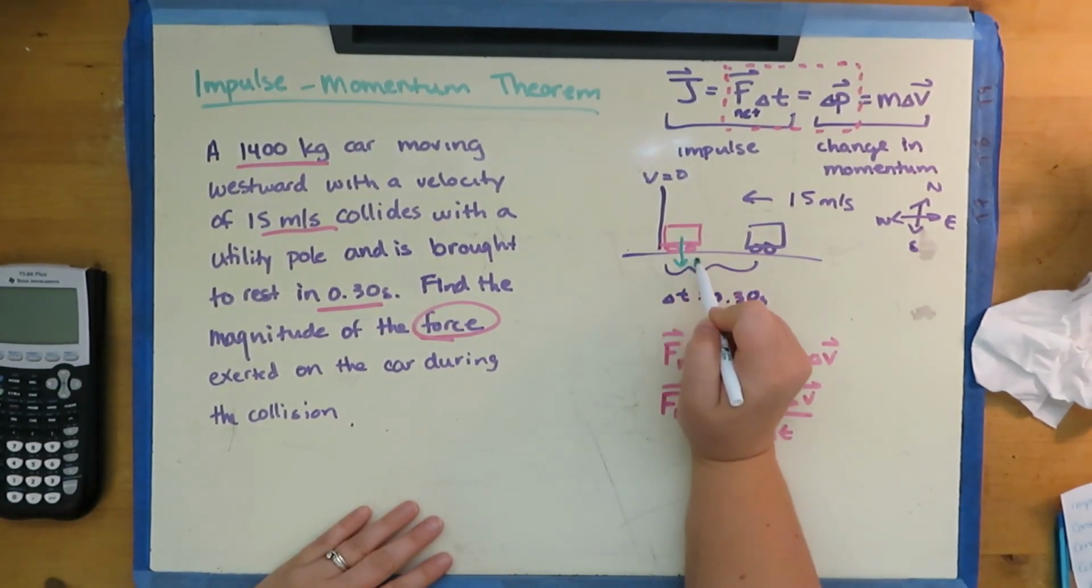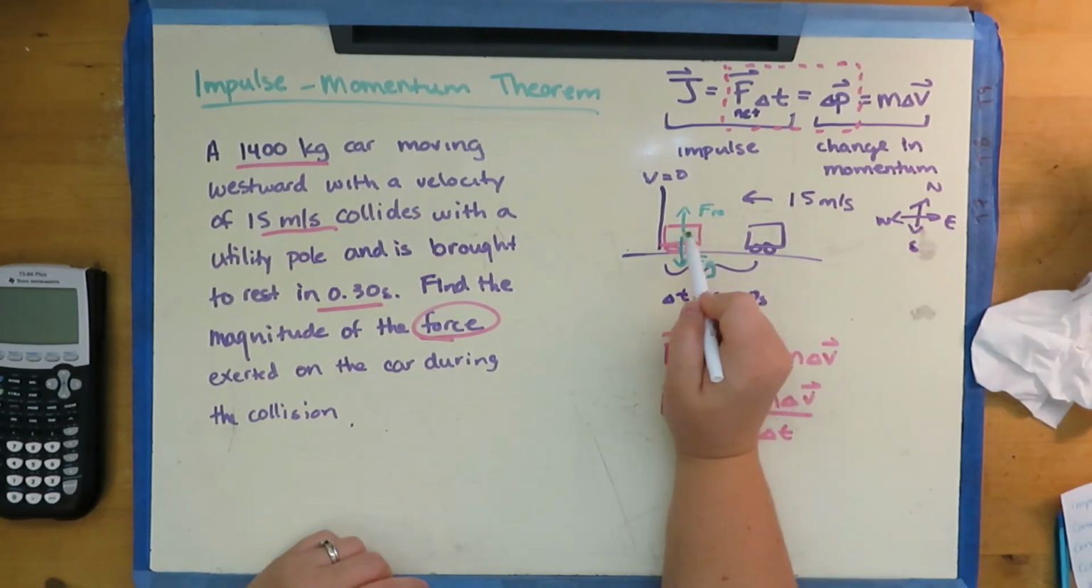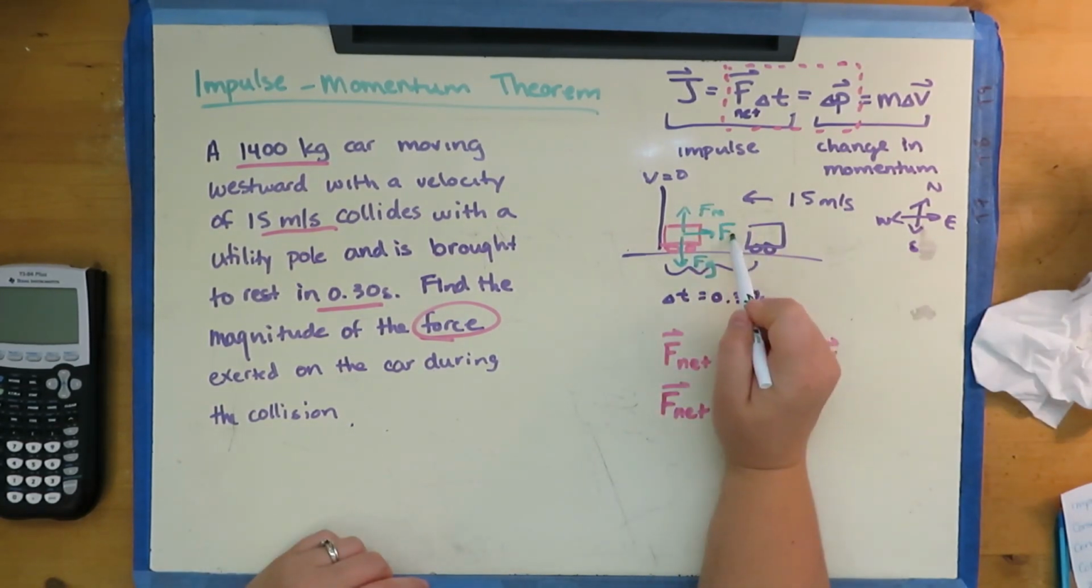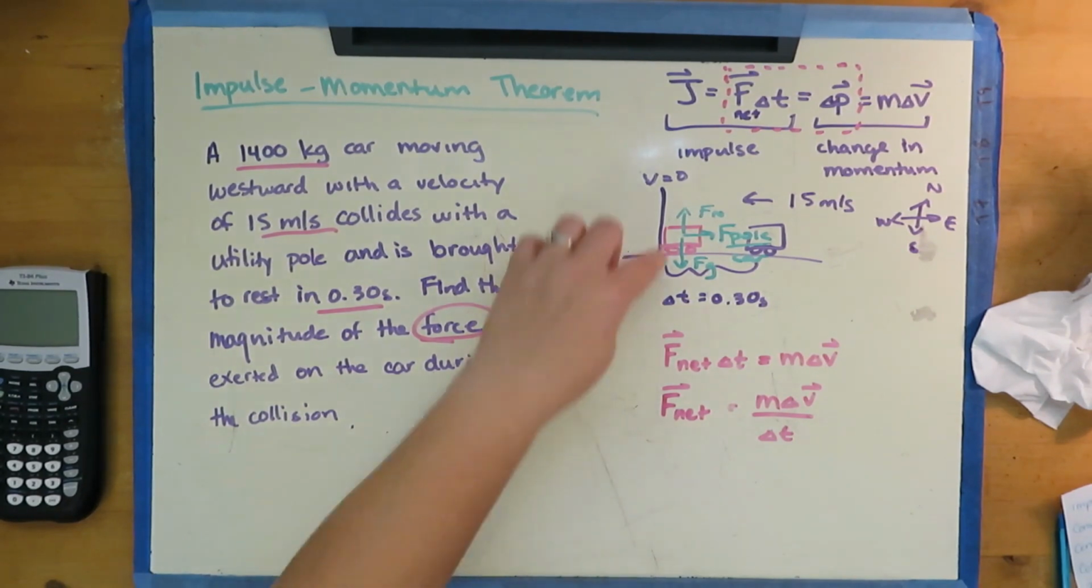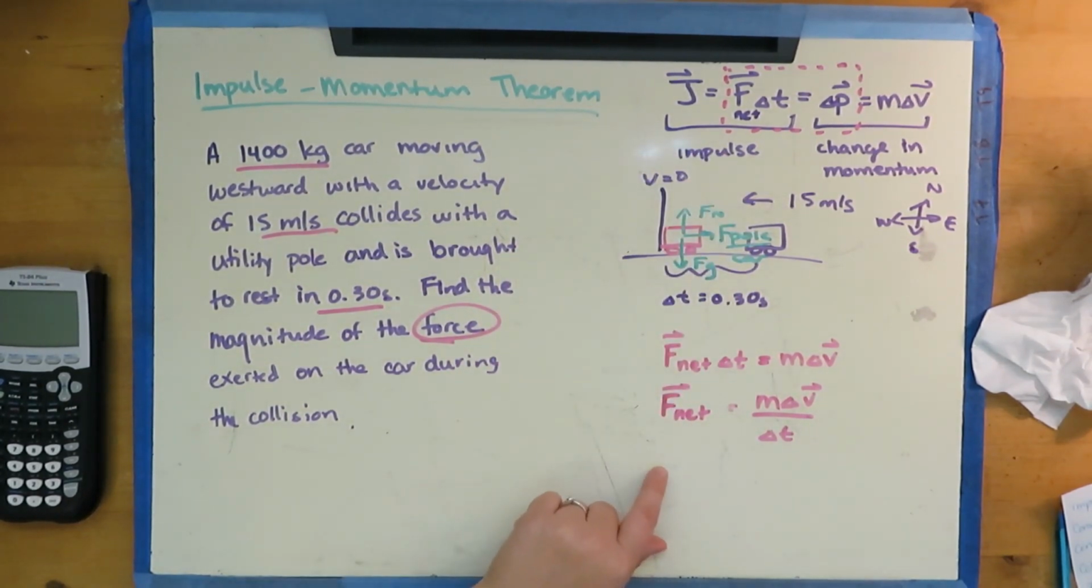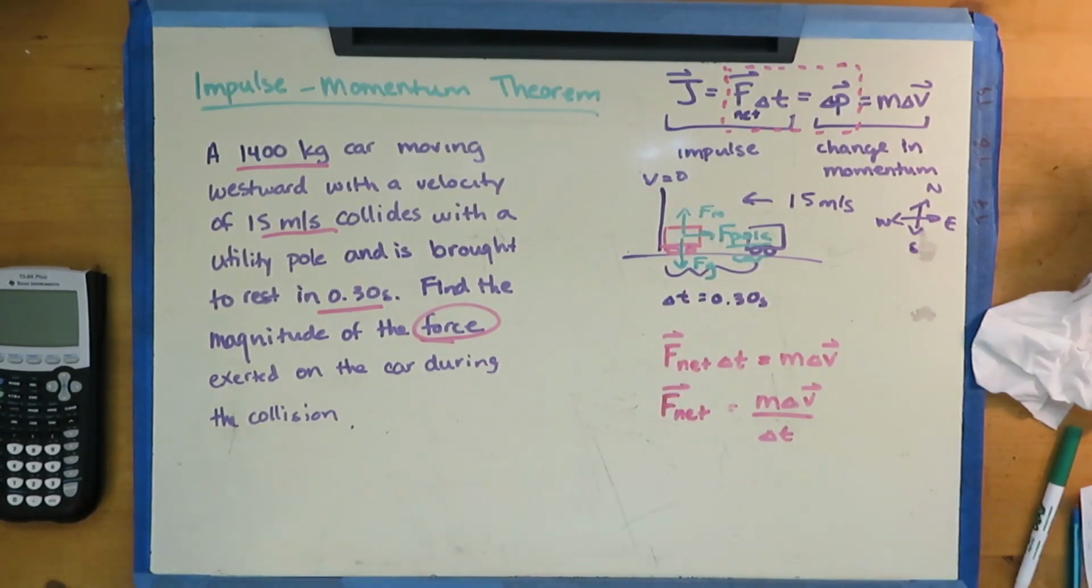The car has gravity, the car has normal force, but those are equal to each other. But the force of the pole on the car is my net force. So although this is my net force, really this net force is going to be the force of the pole on the car. So this question could have asked, hey, find the magnitude of the force of the pole acting on the car during the collision, and that would be the net force in this case. In other cases, there might be multiple forces that are acting, so you do have to be careful.